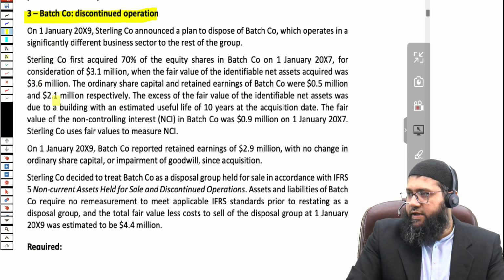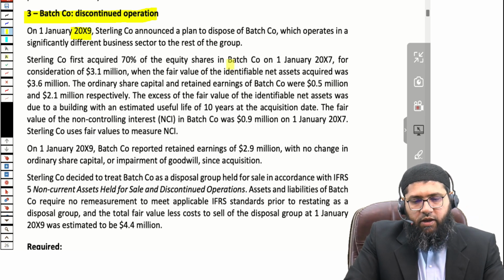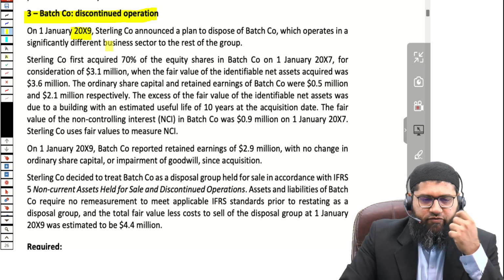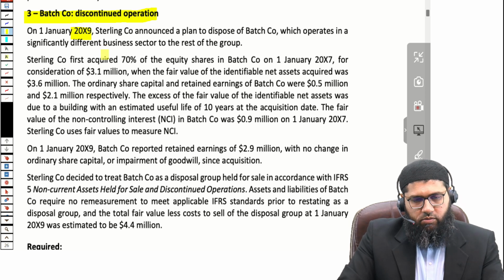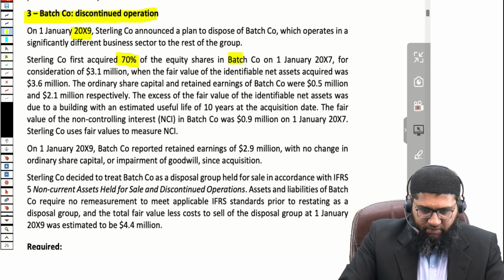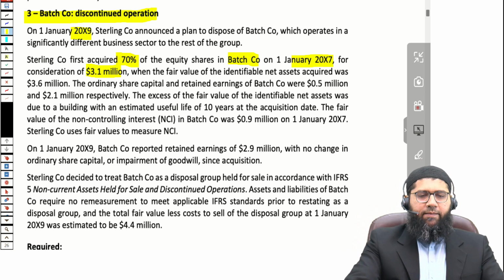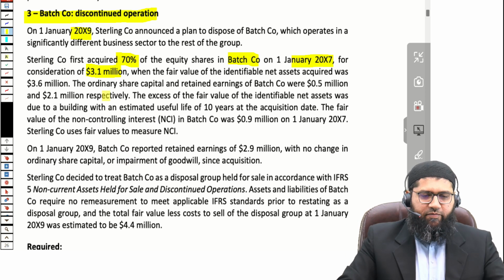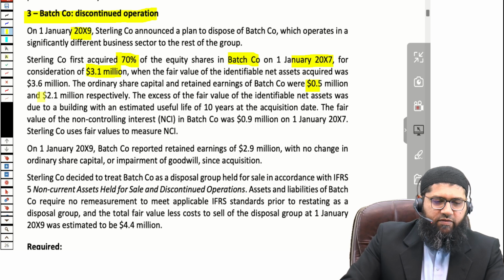It says that on 1st January 2009, a Sterling company announced a plan to dispose of batch company, which operates in a significantly different business sector to the rest of the group. So they've decided to dispose of a subsidiary. Sterling first acquired 70% of the equity shares in batch company on 1st January 7 for a consideration of 3.1 million, when the fair value of the identifiable net assets acquired was 3.6 million. The ordinary share capital and retained earnings were this, and this respectively.